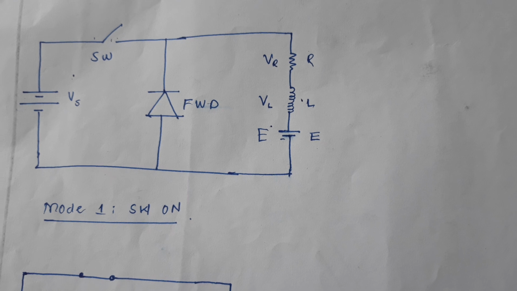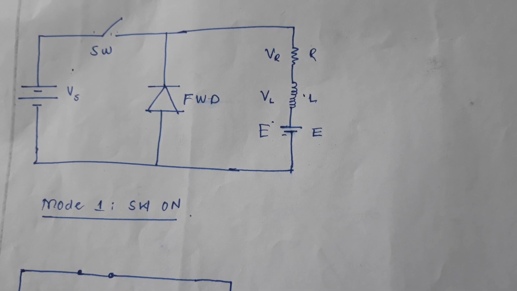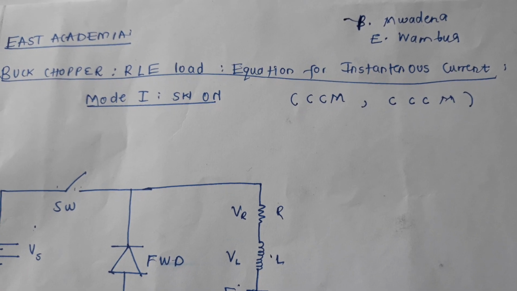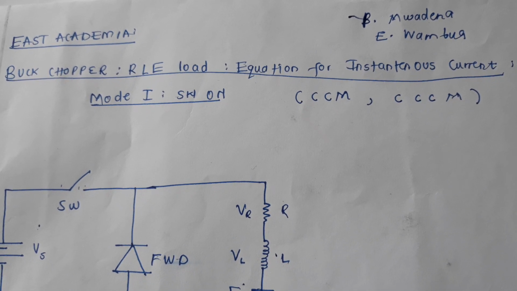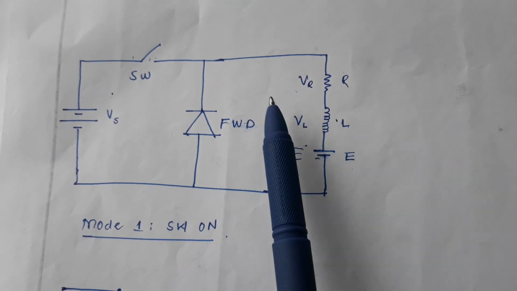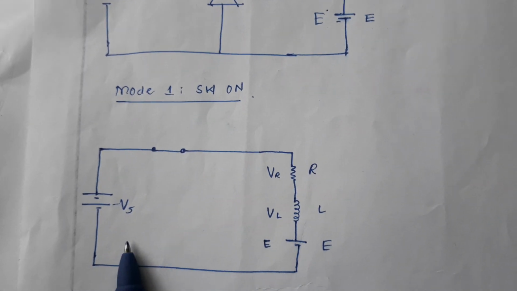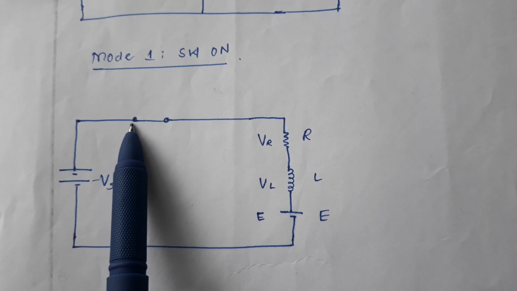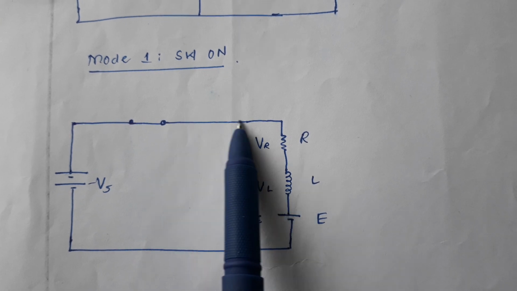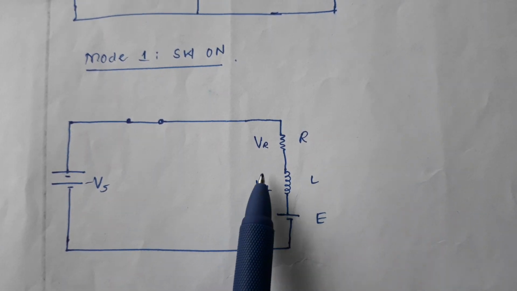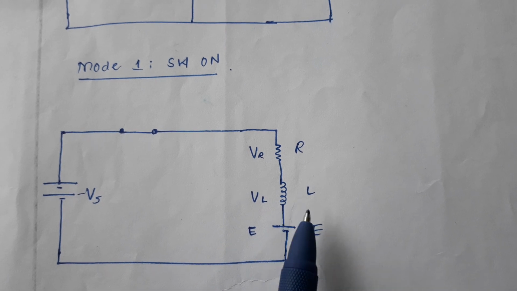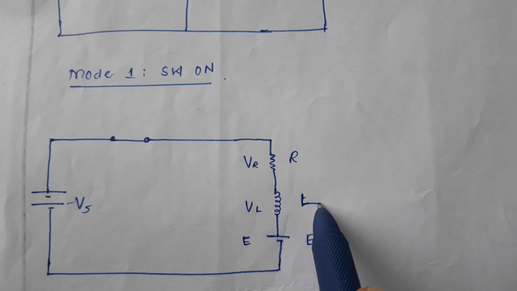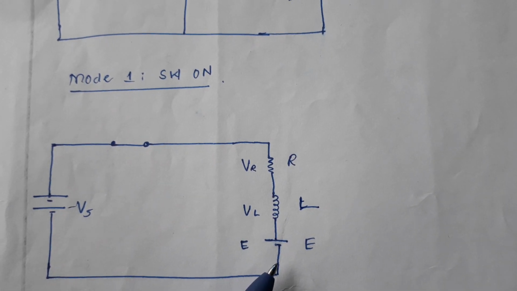Now this video in particular is going to deal with the analysis found in mode 1, when the switch is on. The equivalent circuit when the switch is on is given as follows, whereby we have the source and we short the switch. We have VR as the voltage dropped across the resistor, VL as the voltage dropped across the inductor, and E as the back EMF of the load.